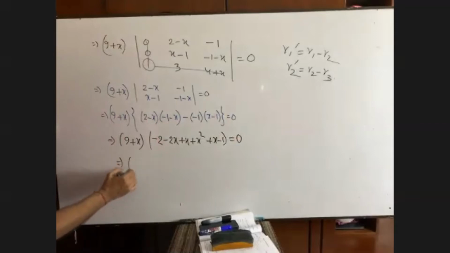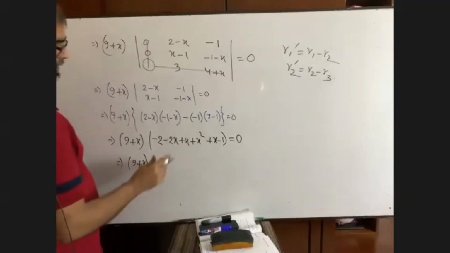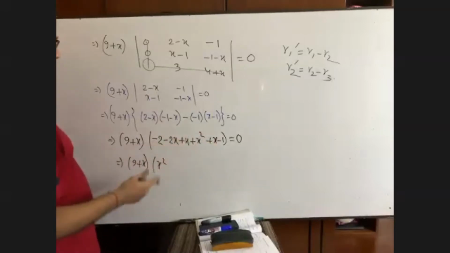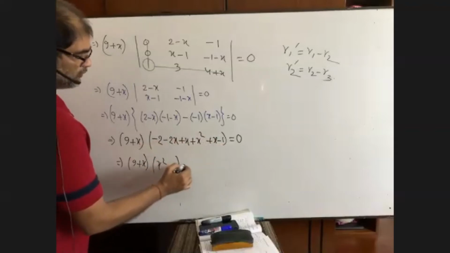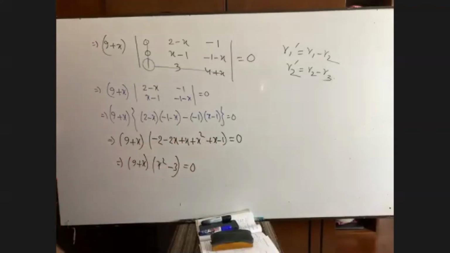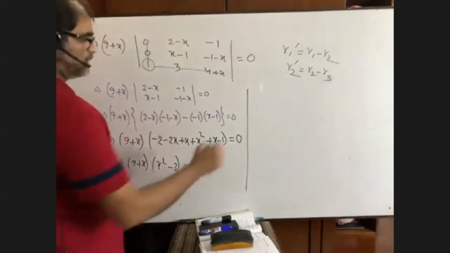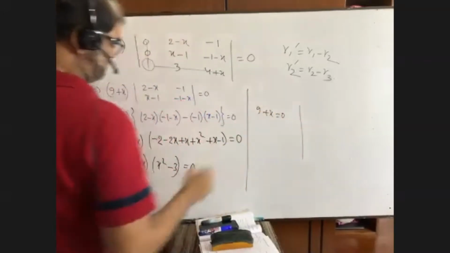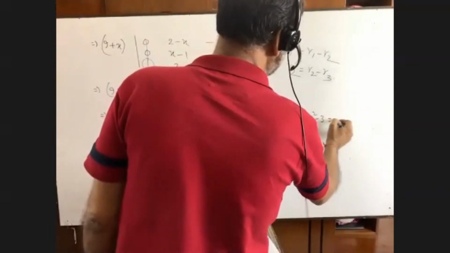Okay, that means 9 plus x into x square. I have written x square. Now you see, minus 2x plus x minus x plus x, it is 0. Minus 2 minus 1, that is minus 3. So from here, we can get the value of x, what? Either 9 plus x equals to 0, or x square minus 3 equals to 0.